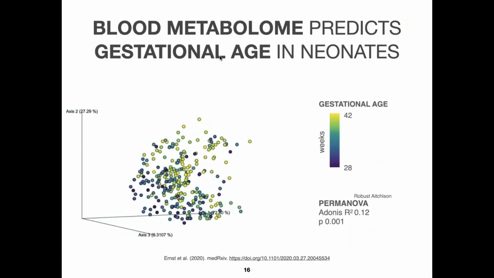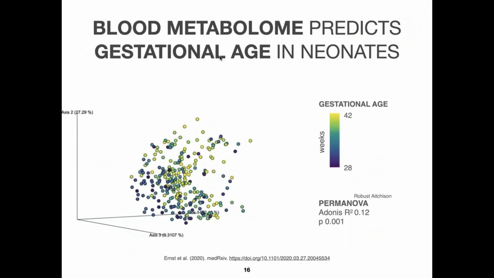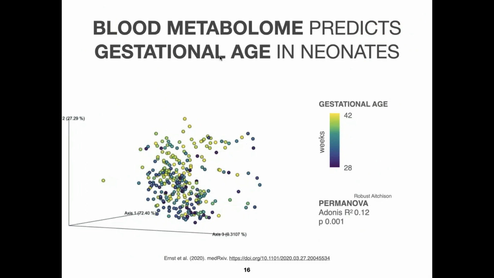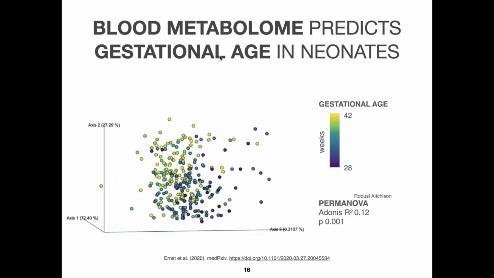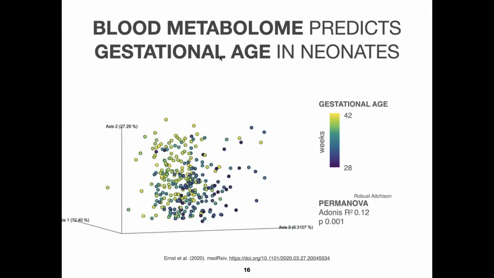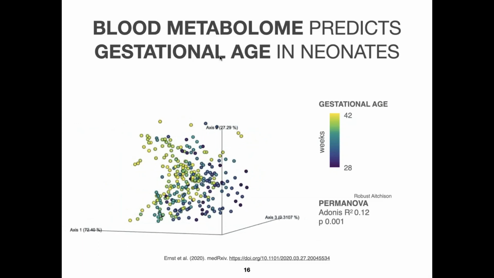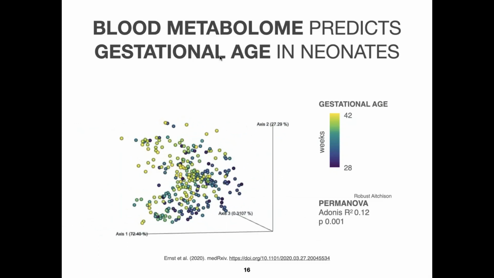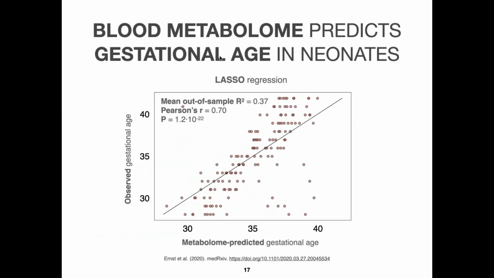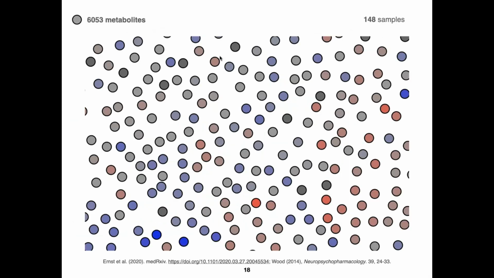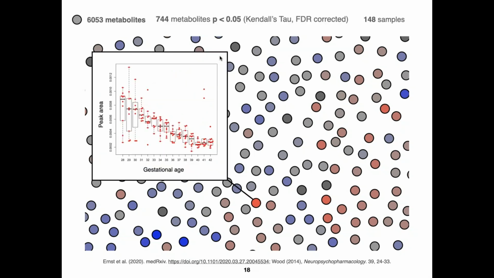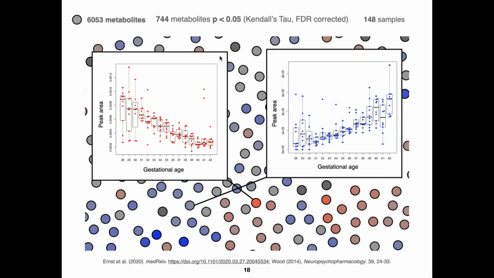And what we basically could see is that a large variation in the blood metabolome of these newborns can be explained by gestational age, which is here illustrated with a principal coordinates plot. So the information we had at this point is a large variation in the metabolome can be explained by gestational age. So many metabolites would either correlate negatively or positively with gestational age.